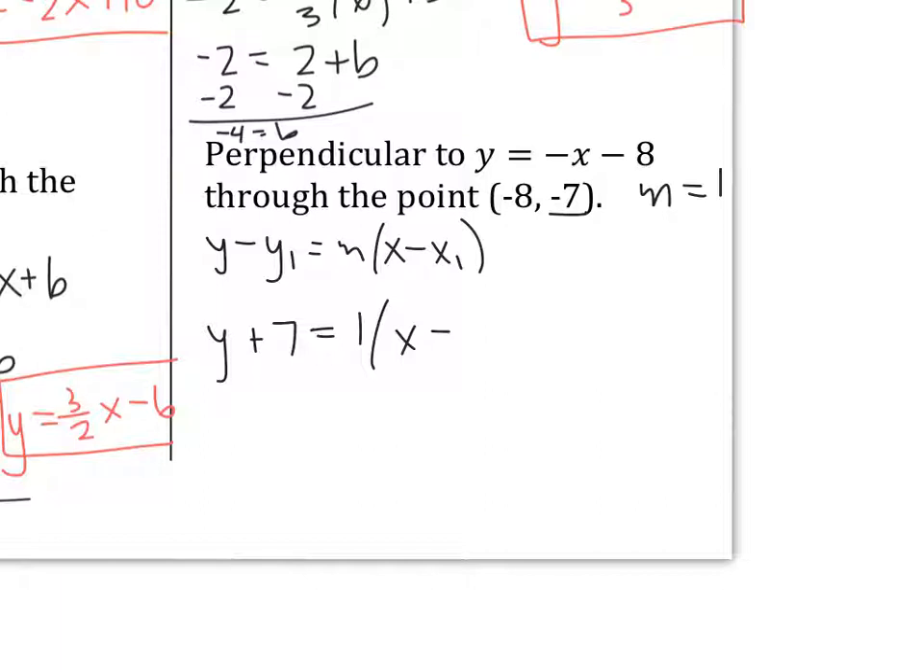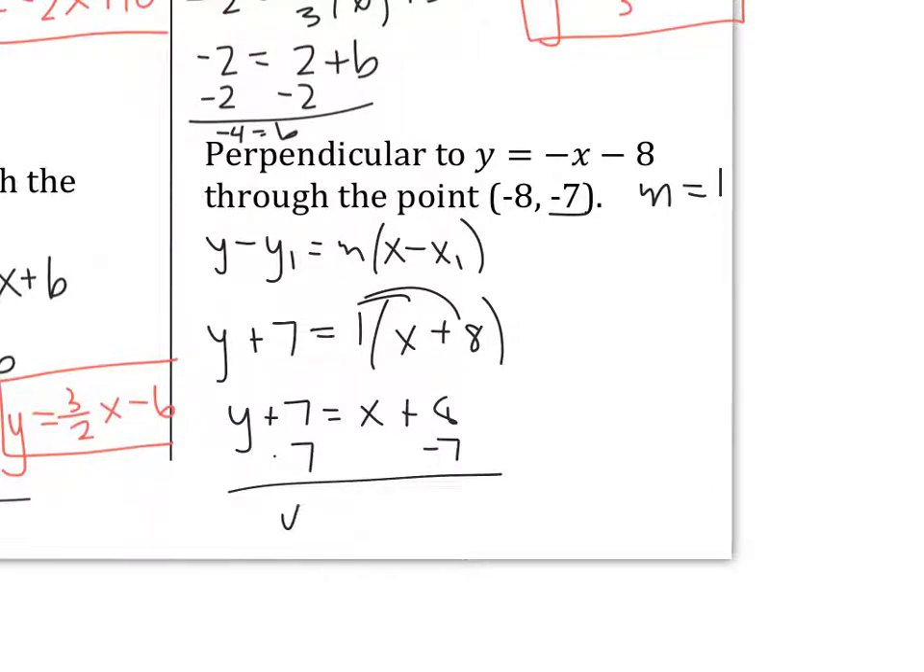Two negatives will make a positive. Then I'll distribute that 1 and get y plus 7 equals x plus 8. Subtract 7 and get y equals x plus 1. And then that would be the line that's perpendicular to y equals negative x minus 8 that goes through that point of (negative 8, negative 7).